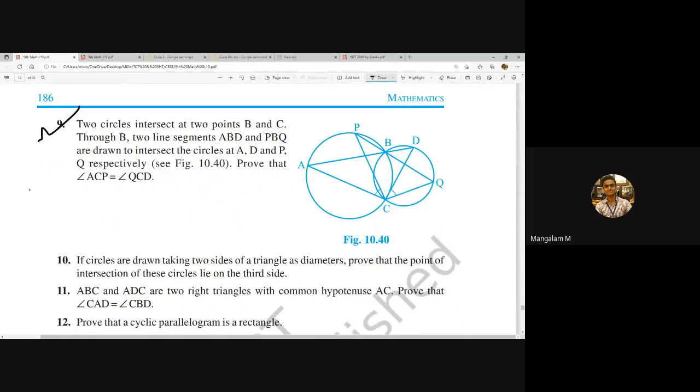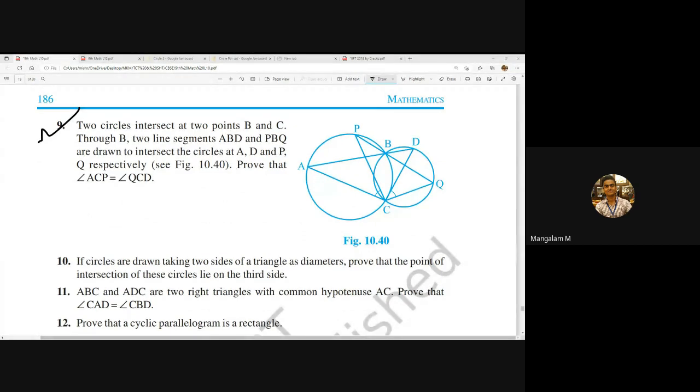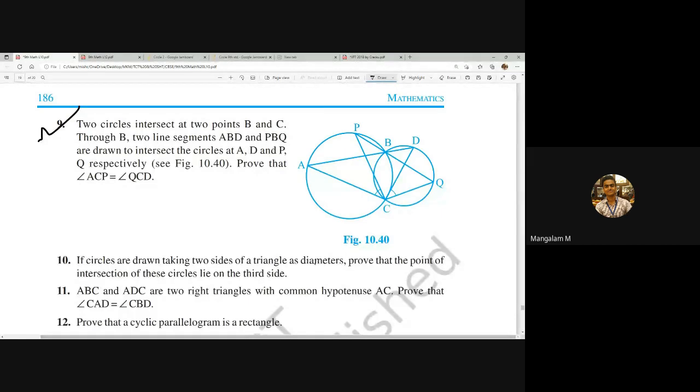Question number 9. So you have to prove that ACP. Let me first look at the chat box. Yes, prove that ACP is equal to QCD. Where is ACP? ACP, this one, is equal to QCD. You have to show that these two are equal. Looking at the figure, you may feel that the figure is very complex, right? But since this is a question, we have to prove it.